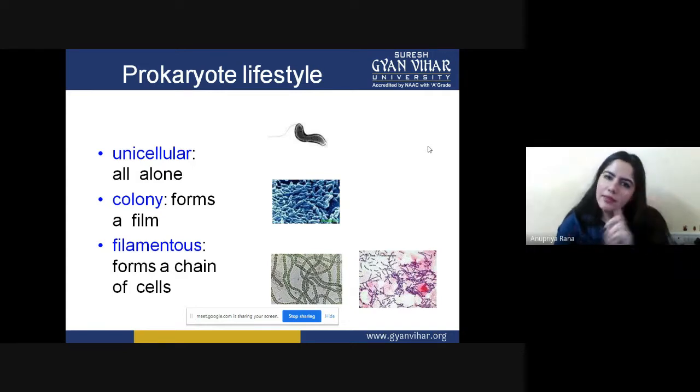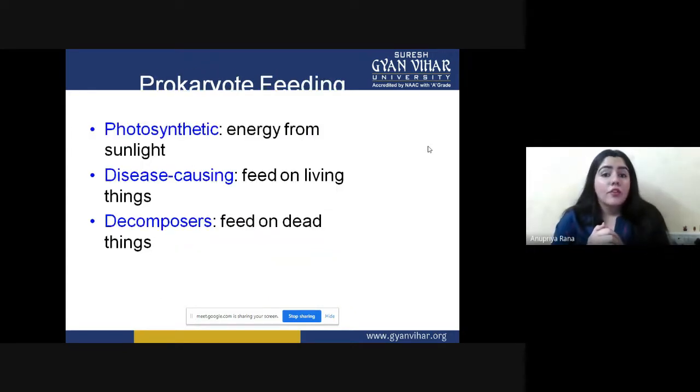So at that time we call them filamentous, in which there is a formation of a chain of simple single cells. Now, if we see their prokaryote feeding process, how they eat, by which they get food here. First, a very important thing here, the photosynthetic. If bacteria come under living things, then photosynthetic bacteria get food energy from the sunlight. As the plant makes food by the photosynthesis process, in the same way they can make food from the sunlight.